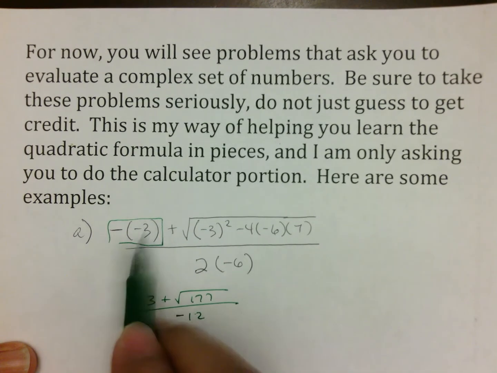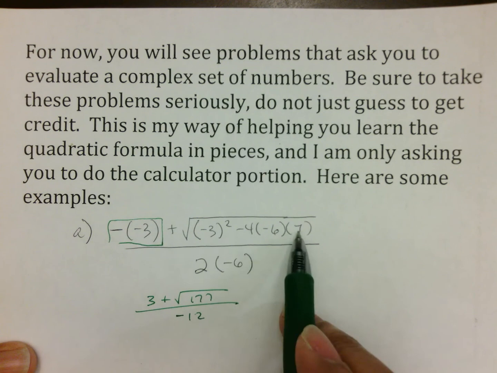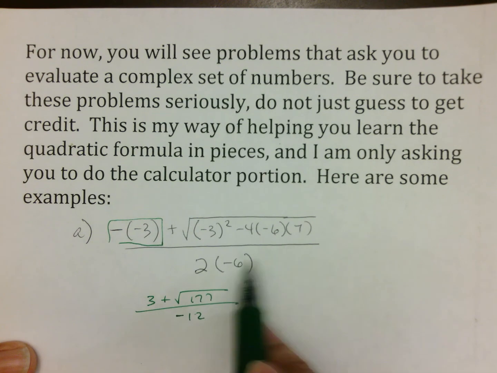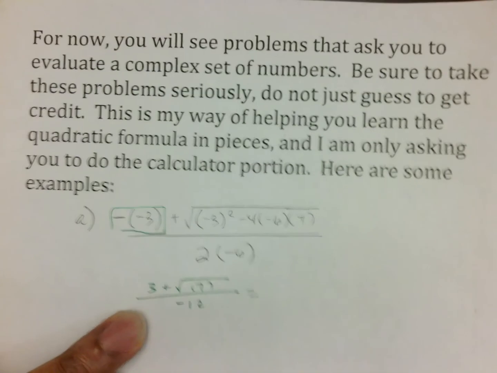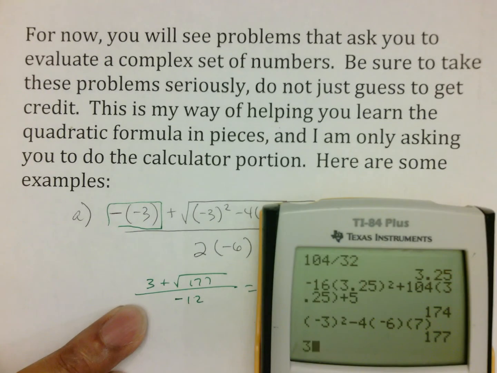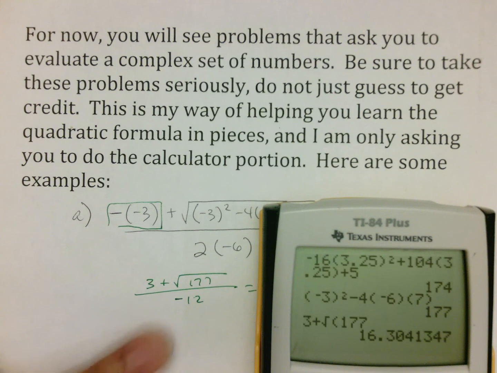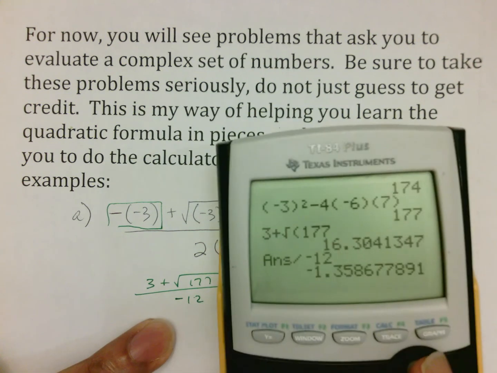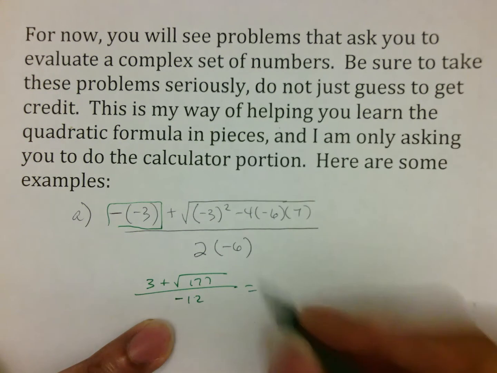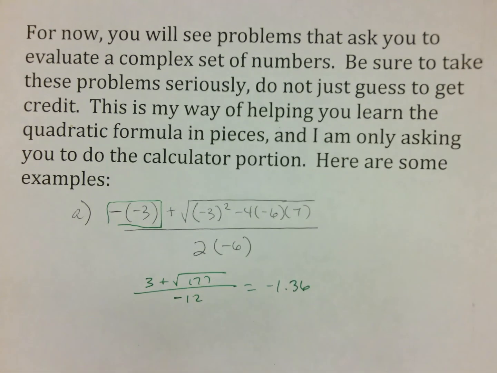So again, I simplify that part. I type in what's under the root. Again, under the root, don't type the root in, and then I simplify the bottom. The next thing you do, you already should have done this type of question, is you type in what's on the top. 3 plus square root of 177 equals, and then divided by negative 12, and it's that simple. Your answer is negative 1.36.